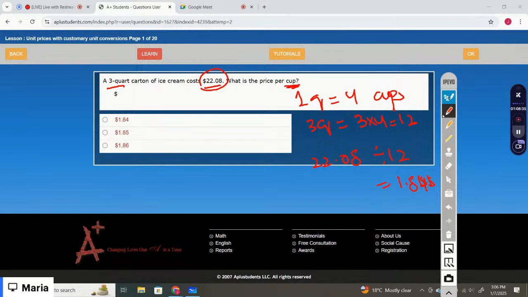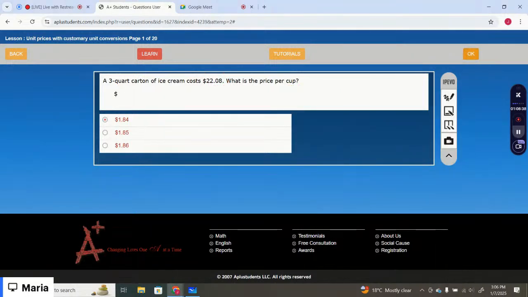The correct option is $1.84. Option number one is the correct option.